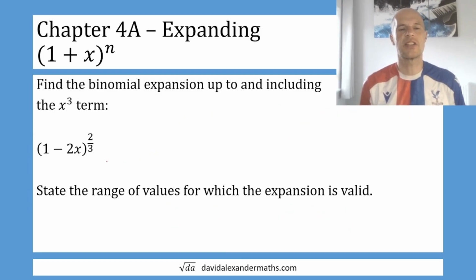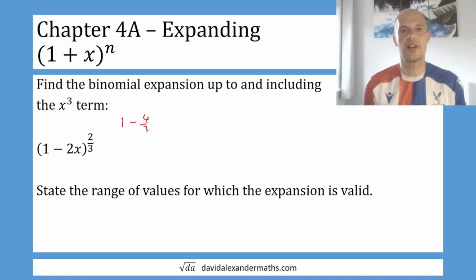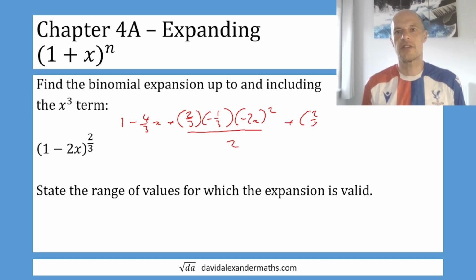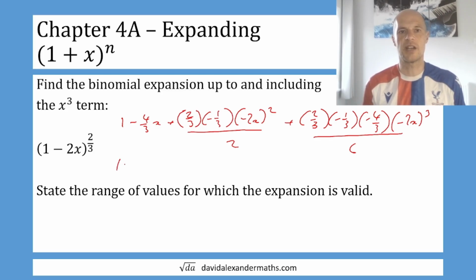Here's another example. The only reason I've included this one is because it's a minus 2x. So the first term is 1, the second term is 2/3 times 2, 4/3, so minus 4/3 x, plus 2/3 times by minus 1/3. Now here it's not 2x squared, it's minus 2x squared, and that is going to be over 2, plus 2/3, minus 1/3, minus 4/3 and minus 2x all cubed over 6. So the first two terms are done. 1 minus 4/3 x.